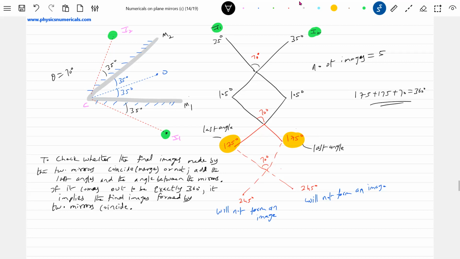4 plus, what should you write? Number of images formed by mirror M1 plus number of images formed by mirror M2 minus 1. Or just do one thing, count 1, 2. The last two will merge, so it will become 5. Okay, no question of this, you need not bother. Any angle greater than or equal to 180 degrees should not be considered.